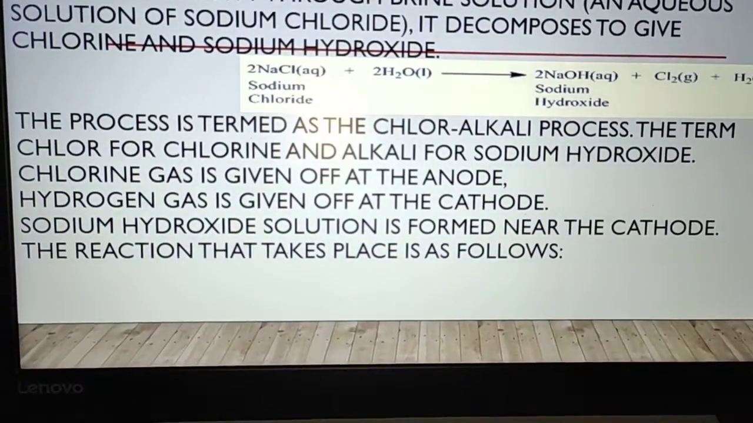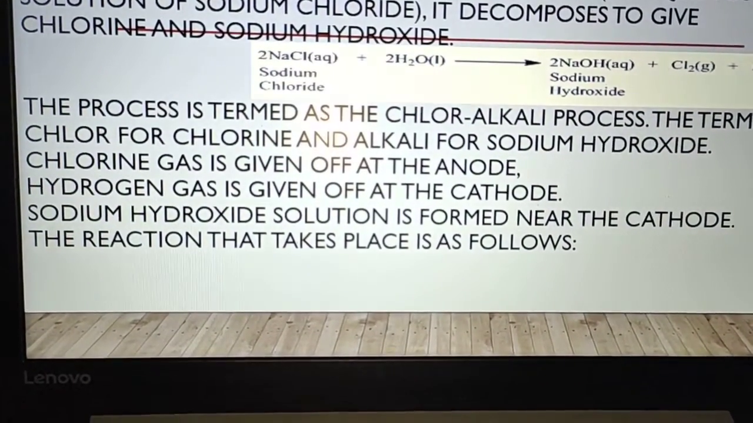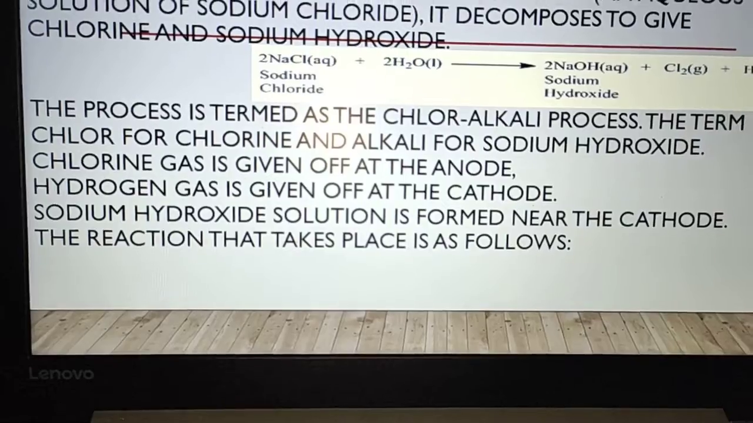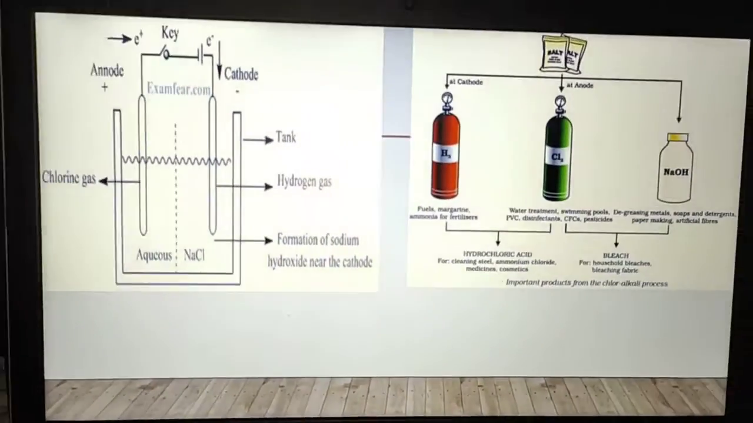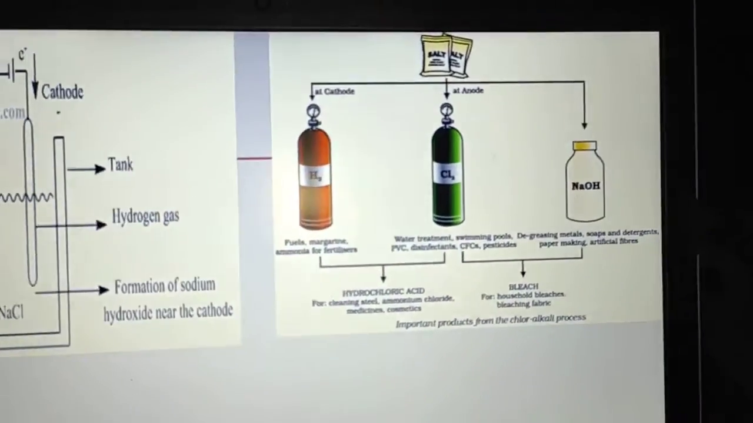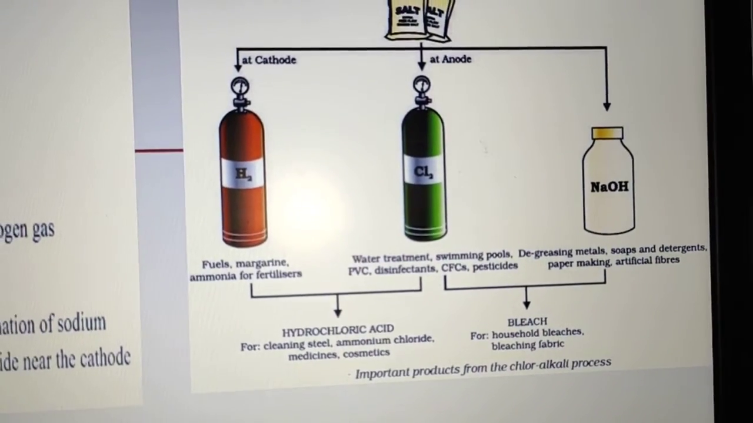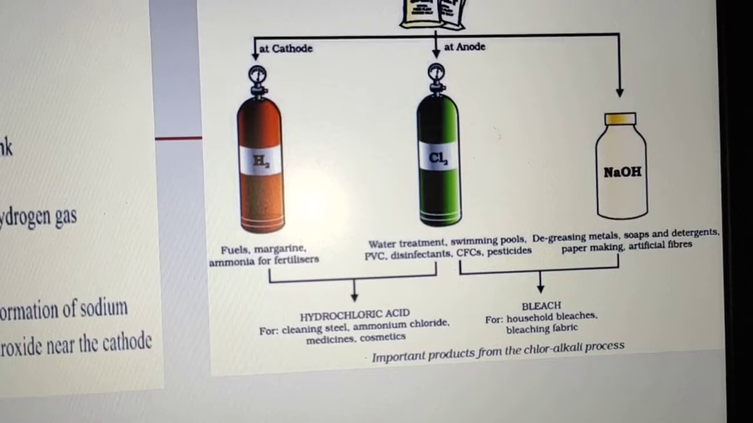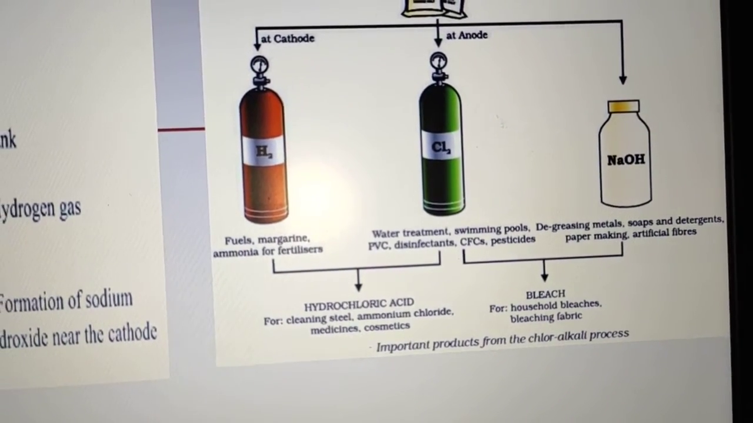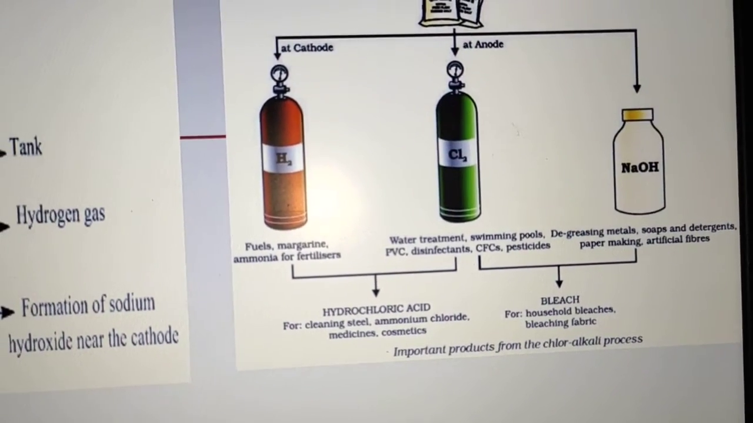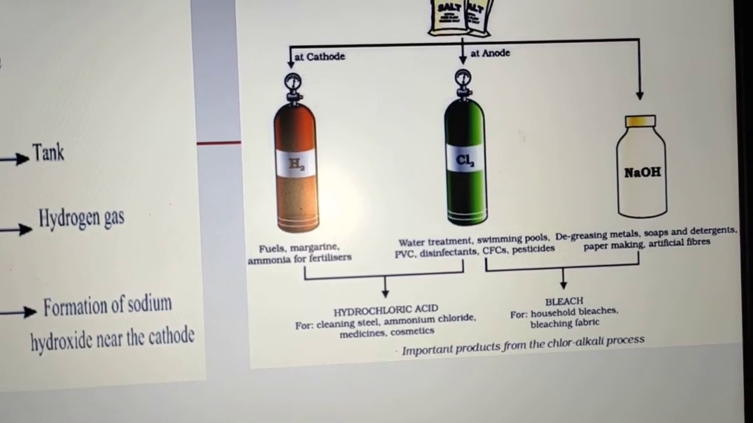Sodium hydroxide solution is formed near the cathode, and the reaction that takes place is as follows. So this is the reaction. Here you can see the picture from your NCERT: one beaker and 2 cylinders. H2 gas, shown in red, is at the cathode, and Cl2 gas is at the anode.